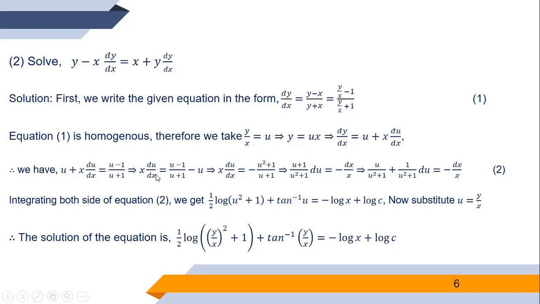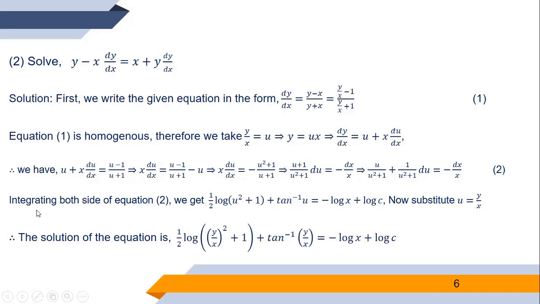So this implies x du/dx = minus (u square plus 1) upon (u plus 1). So this implies (u plus 1) upon (u square plus 1) du = minus dx/x. And then we can say u upon (u square plus 1) plus 1 upon (u square plus 1) du is equal to minus dx/x.